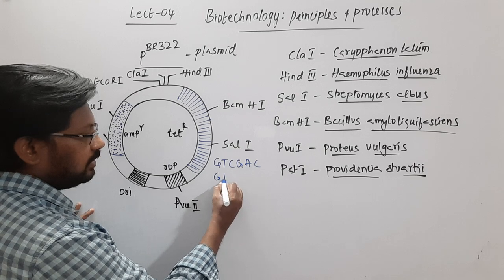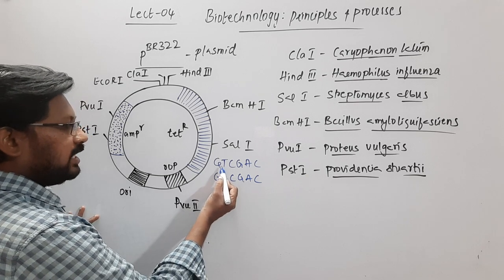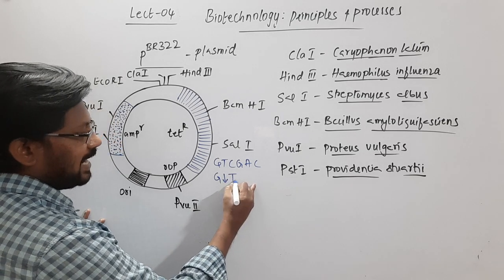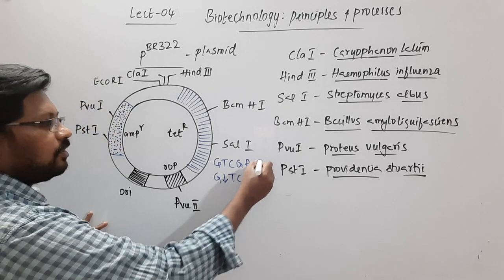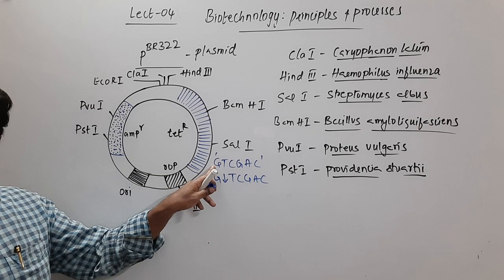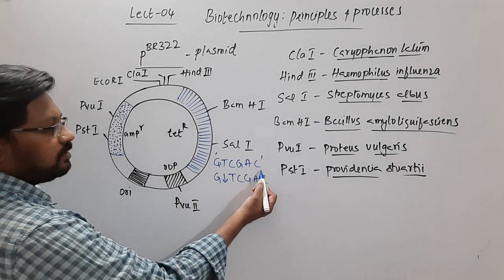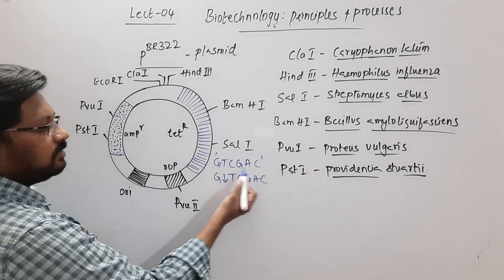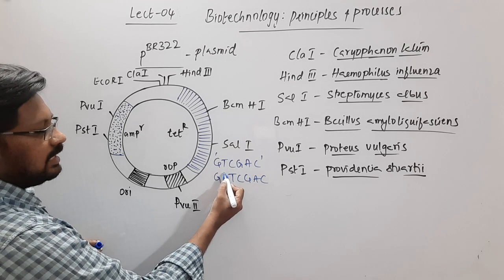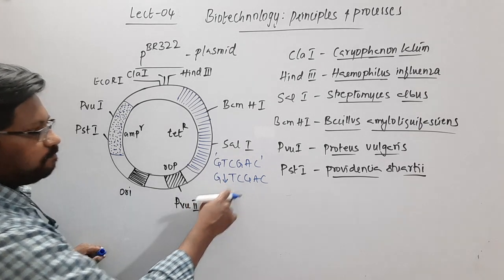So I just mentioned here something like this, which means there will be a cut between G and T out of these palindromic sequences. I have mentioned only one strand of this sequence. Actually, there are two. I hope you already know the palindromic sequences. If you read from the right to left, it will also be GT, CG, and AC. So the cut will be between G and T.